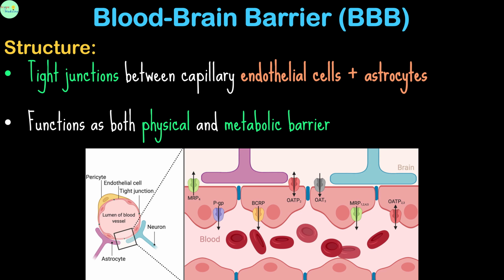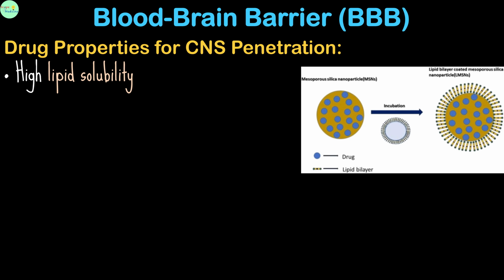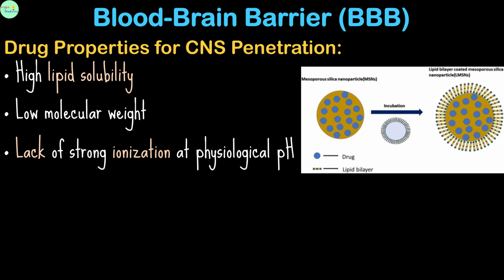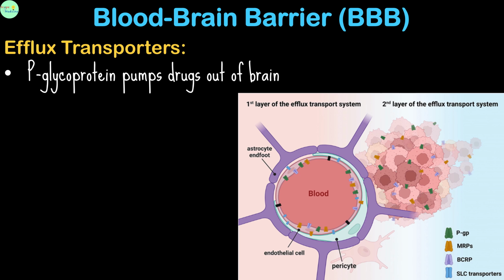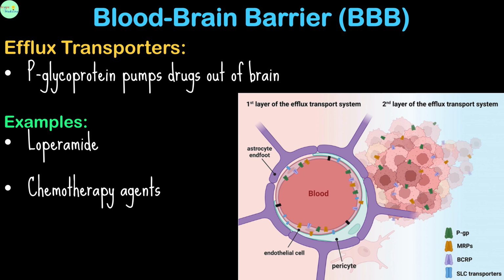For a drug to penetrate the central nervous system effectively, it typically requires high lipid solubility, low molecular weight, and a lack of strong ionization at physiological pH. Additionally, efflux transporters like P-glycoprotein actively pump many drugs, such as the antidiarrheal loperamide and numerous chemotherapy agents, out of the brain, further limiting their central effects.